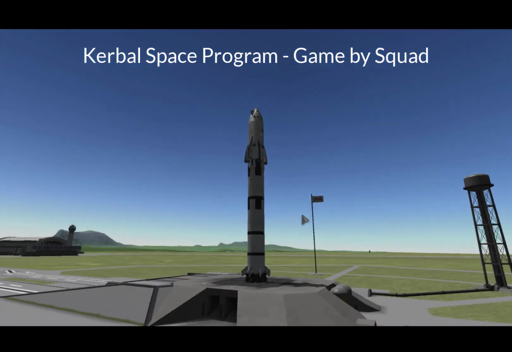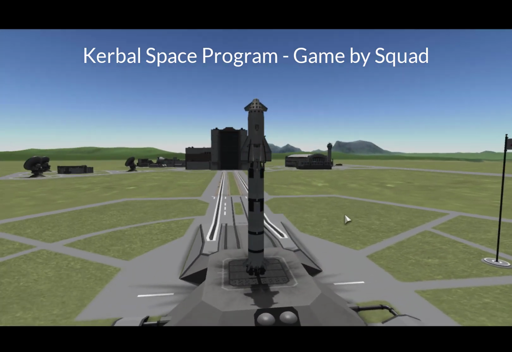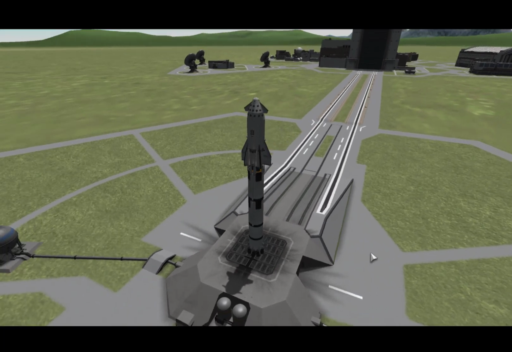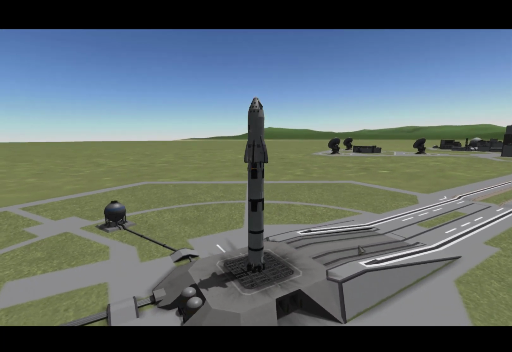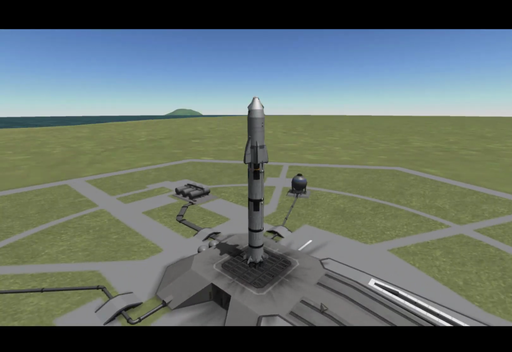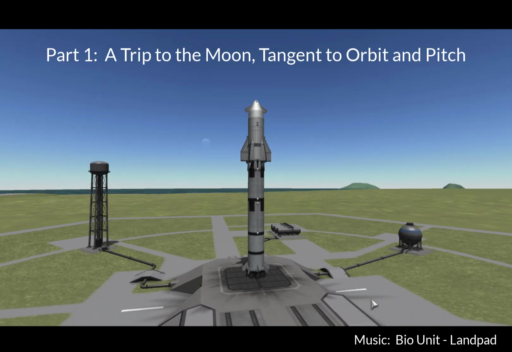Hi, this is Scott Vaughn, and this is part one of a three-part series I'm starting on calculus, physics, and rocket science with Kerbal Space Program. In this first part, we'll travel to the moon, well, Kerbin's moon, which is called the Mun, and on the way, use calculus to compute the slope of the tangent to the transfer orbit.